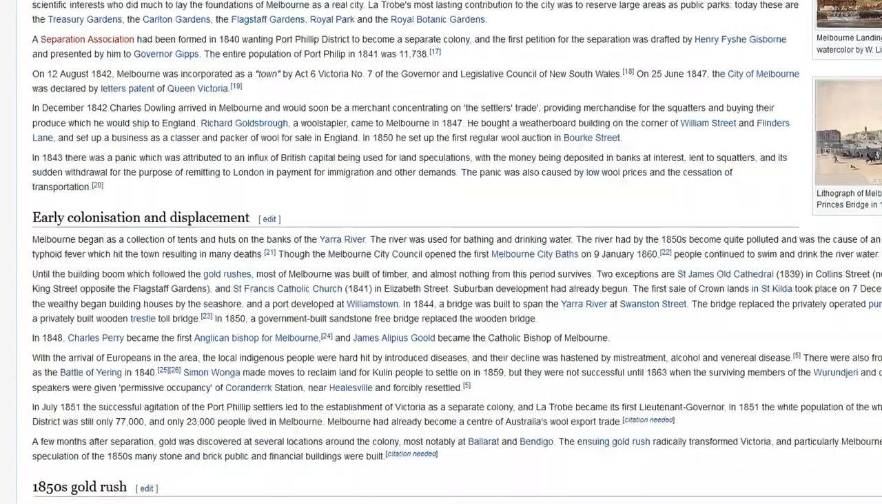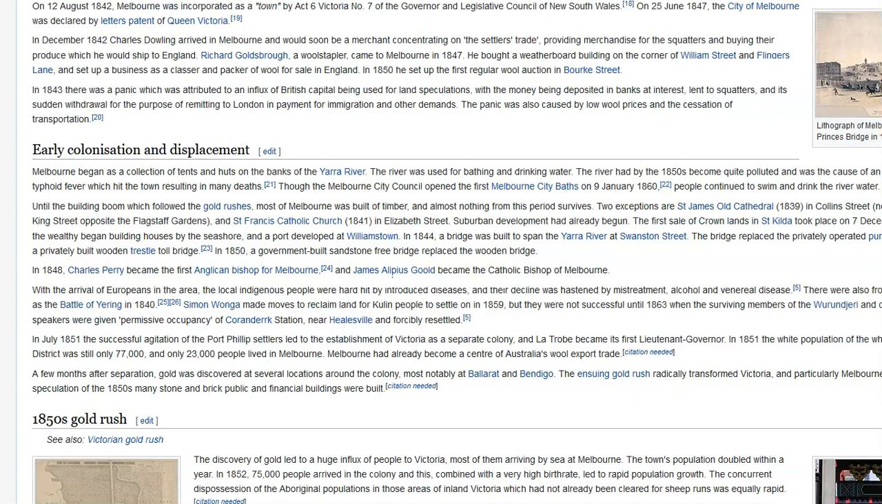Alright, let's get down here to early colonization and displacement. Began as a collection of tents and huts. That's before they were cutting the big stones, I take it. They polluted their river and had a typhoid fever epidemic in 1850, resulting in many deaths.